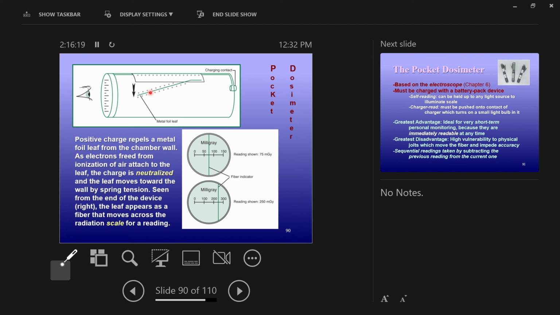You're looking at the metal foil leaf on edge, and as the electrons are freed from the gas, they're attracted to that metal foil leaf. That metal foil leaf builds up a charge and actually moves. You can see that leaf move, and it'll move in the direction of increasing dose.